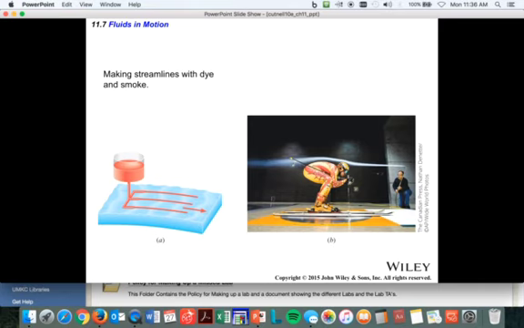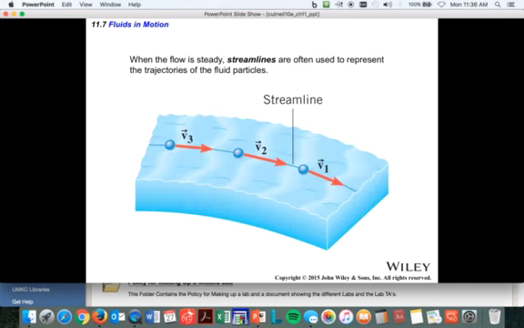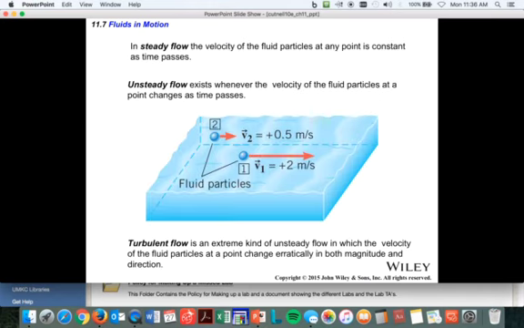Here are streamlines made with dye and smoke, so you can see the fluids moving up and over. Now this person is in a wind machine. They're probably testing this suit to see the drag on it. And when you get drag, you get all kinds of swirls and all kinds of cool stuff. But anyway, that's the conceptual part.